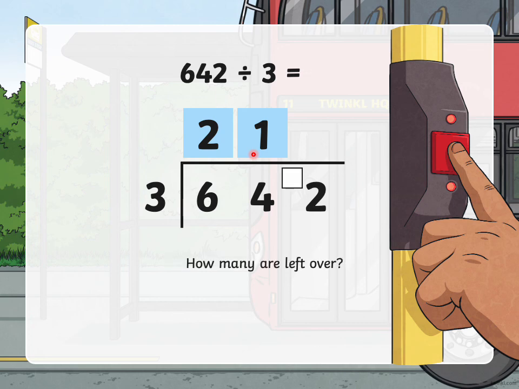Okay, how many left from the 4? We have only 1 left from the 4. So 12 divided by 3. Let's go through table 3. 3, 6, 9, 12. So 12 divided by 3 is 4.